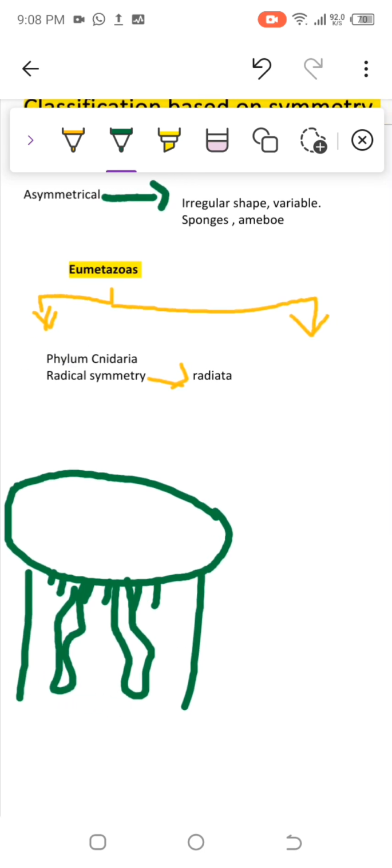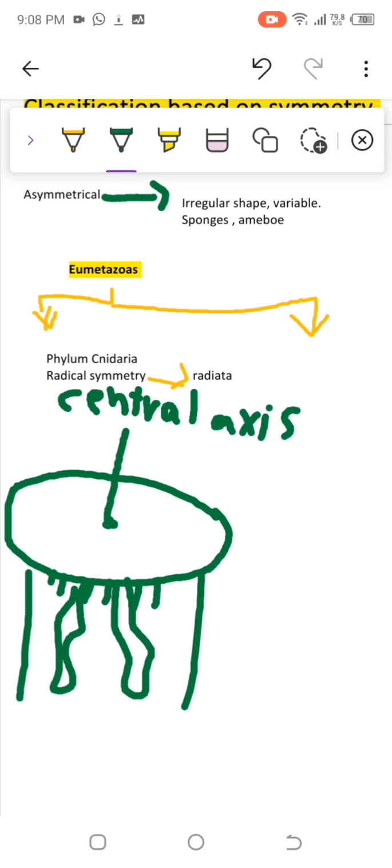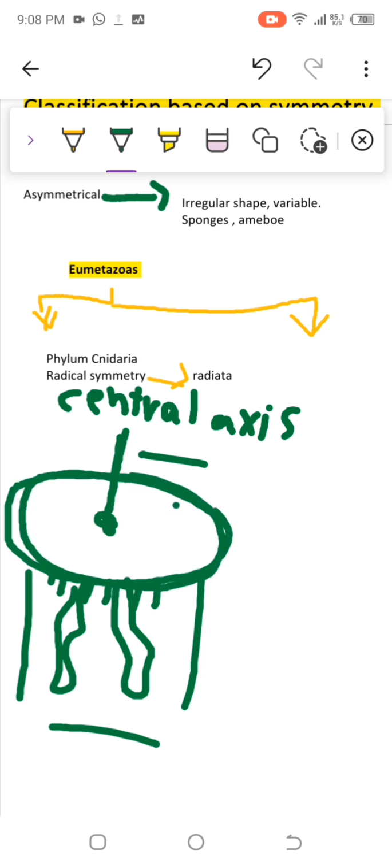Here we have the central axis, on which this plane is fixed. As you can see, there is only a top and only a bottom, but we do not have any rear end and no left and right, because this is a circle, so we do not have any left or right.